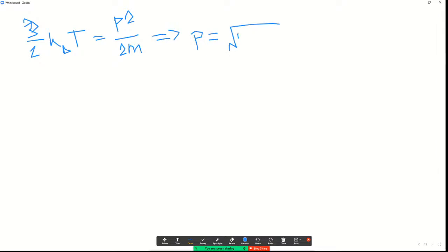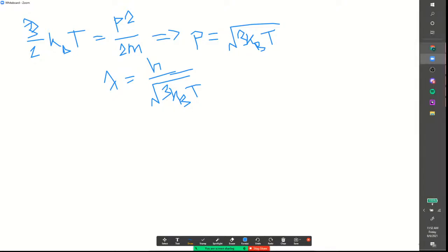So like 3/2 k_B T is equal to p squared over 2m, or 3 k_B T. So lambda, that should be it, right? Yes, I also think that.